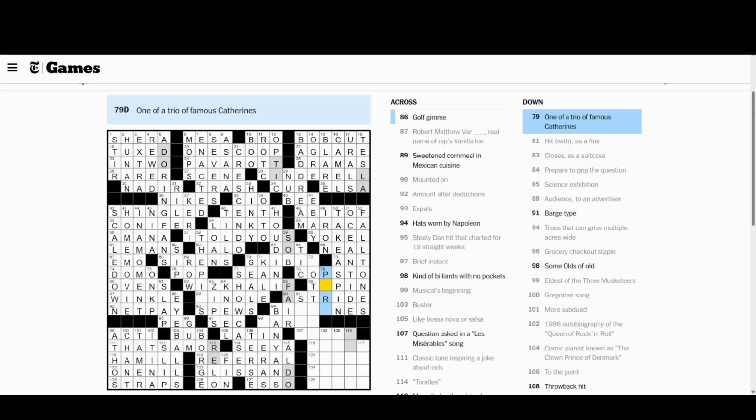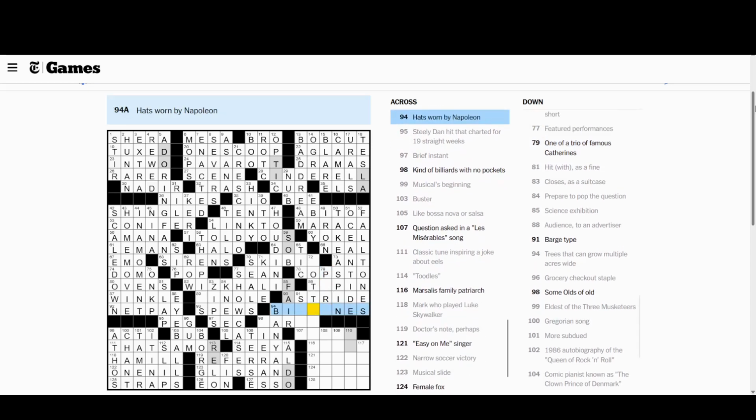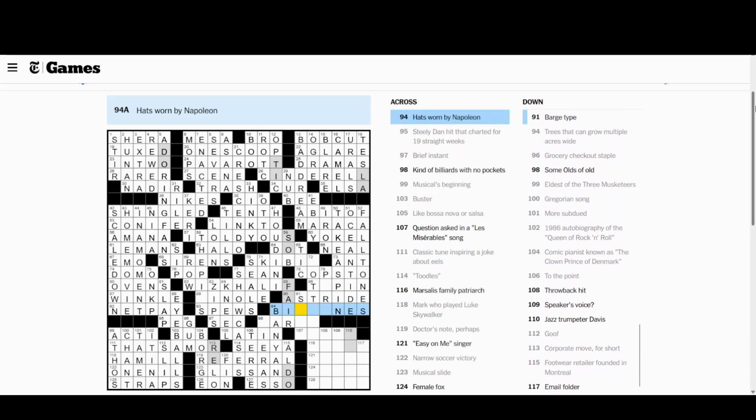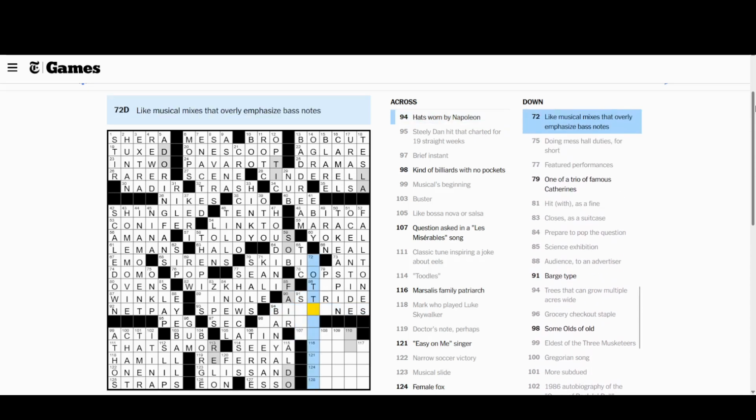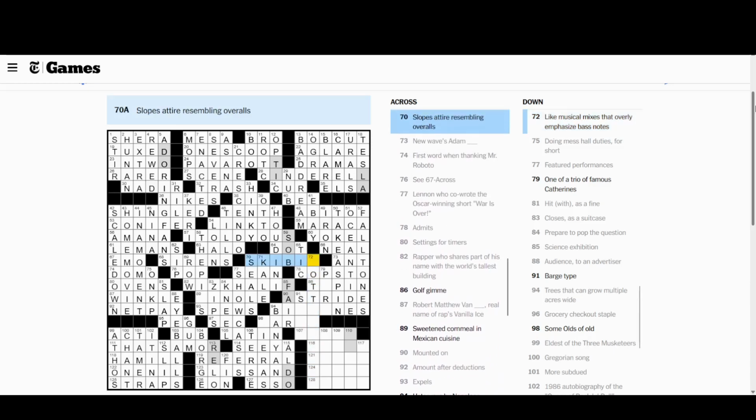One of a trio of famous Catherines. I'm not sure. Hats worn by Napoleon. Still don't know. Let's take a look at this. Like musical mixes that overly emphasize bass notes. Maybe this isn't a stride. Well, hang on. Then what is this?